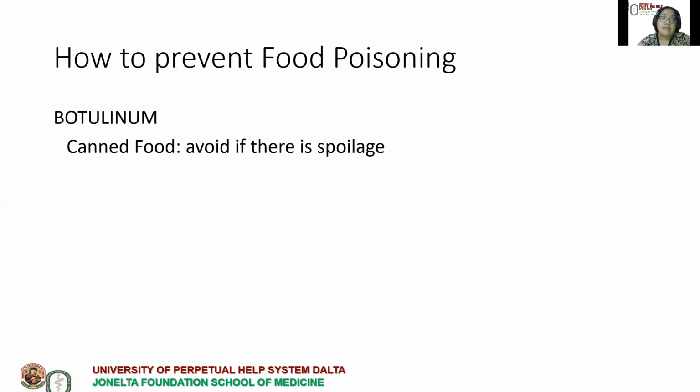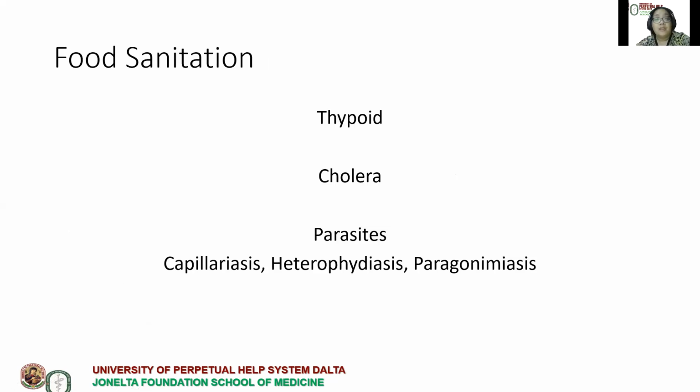For botulinum, canned food, avoid if there is spoilage. Transfer your container if you will not consume the whole content of the can, and avoid buying cans with dents because that would accelerate spoilage. So these are the common diseases that you could get from foodborne, from food vectors.